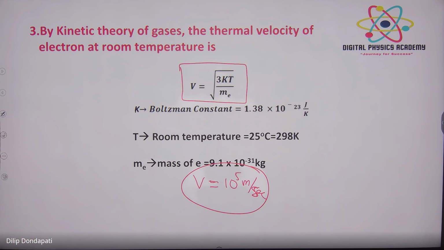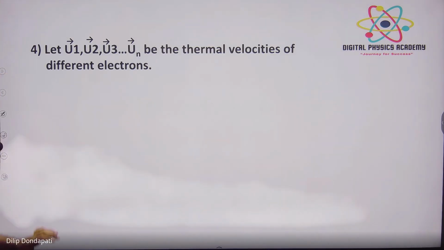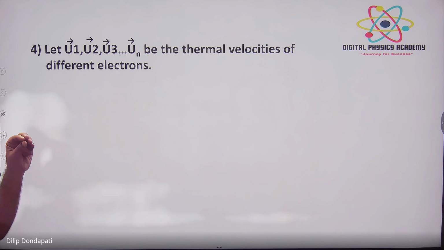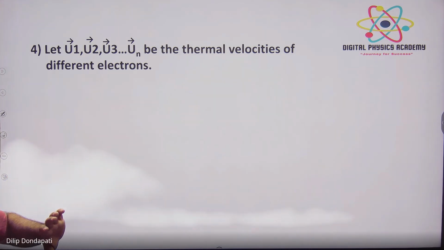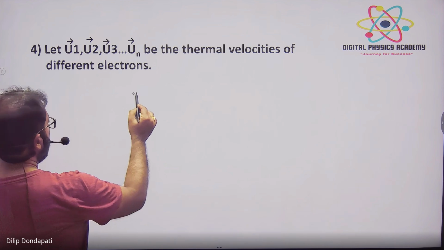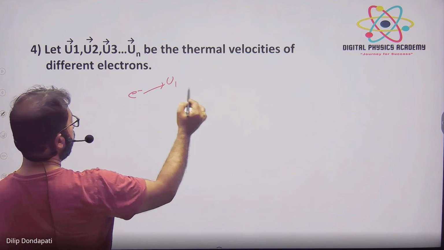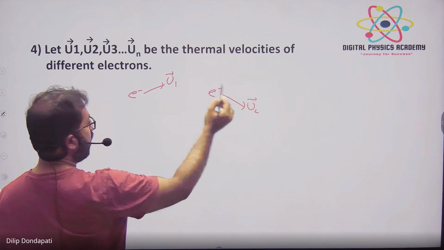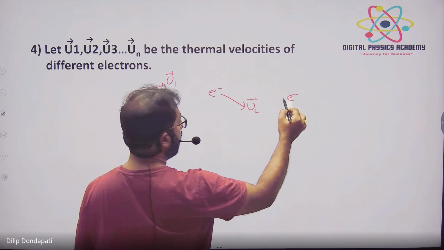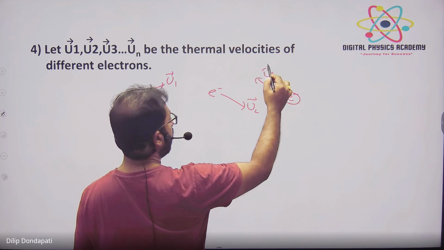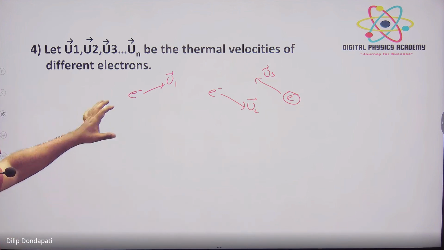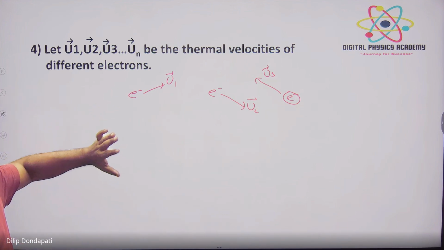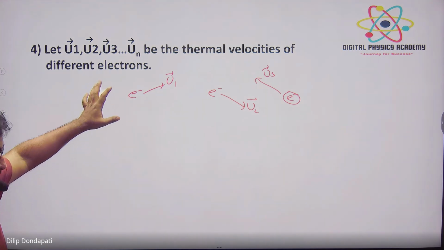Now suppose u1, u2, u3 and so on to un are the thermal velocities of different electrons. One electron is moving in a different direction. This is moving with u1 vector, this electron in this direction with u2 vector, and another electron in some other direction with u3 vector. So now what will be the average velocity?